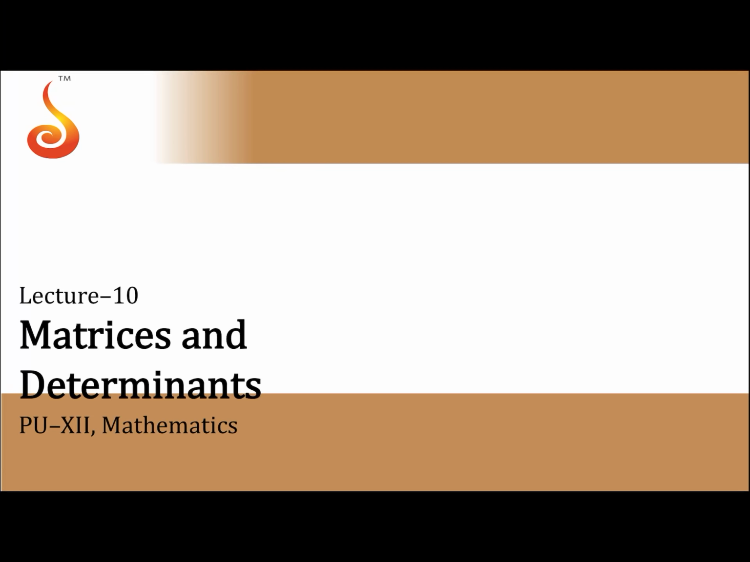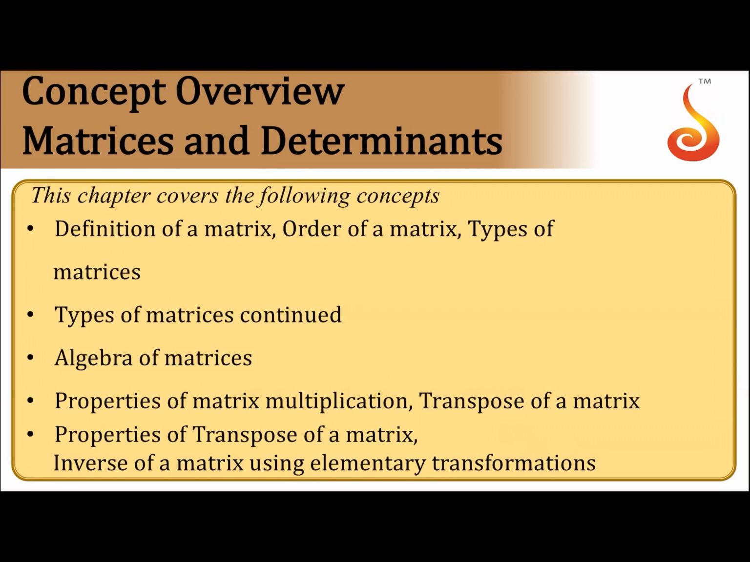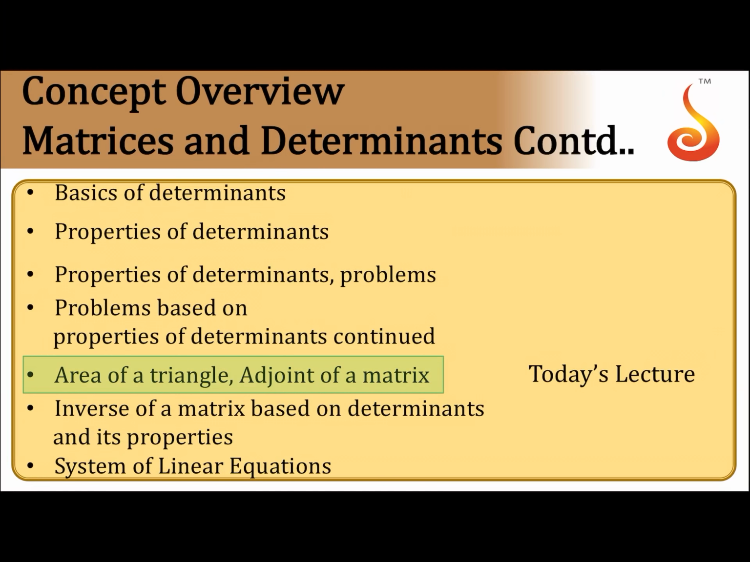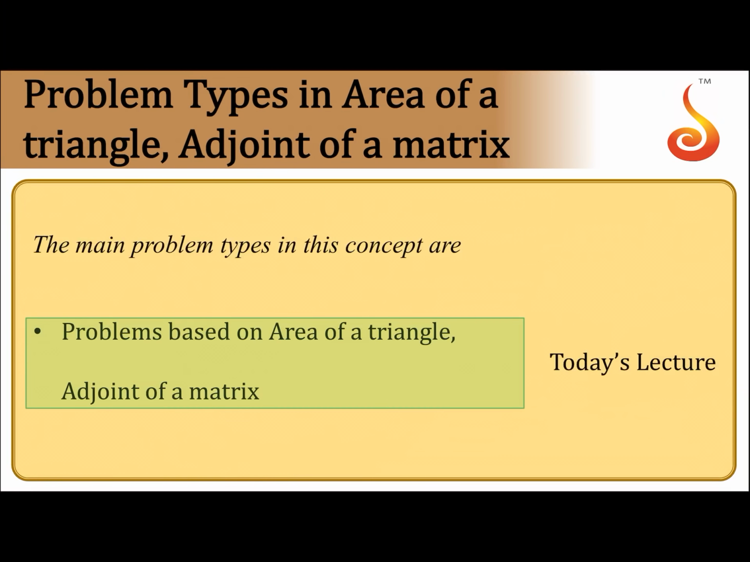We continue the matrices and determinants from the 10th lecture. In the last classes we finished the properties of determinants and the problems on determinants. Today's lecture we see the application of the determinant, that's about the area of the triangle, and the adjoint of the matrix.